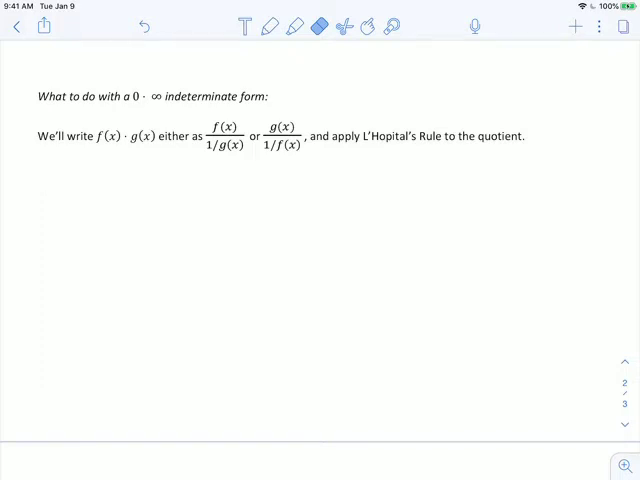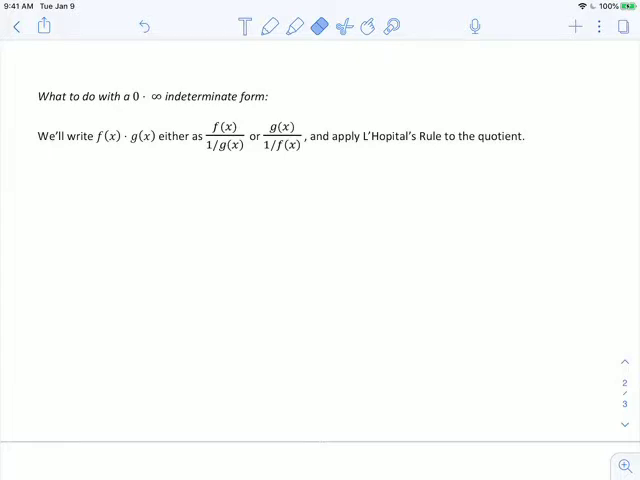Hello and welcome back to more work with L'Hopital's rule, material from section 4.5 of our calculus text. In the previous video, we looked at the 0 over 0 or infinity over infinity indeterminate forms. And here we're going to do an indeterminate form that looks a little bit different initially, but we're going to see that we're able to convert it into a 0 over 0 or infinity over infinity form, so we can apply L'Hopital's rule to it.